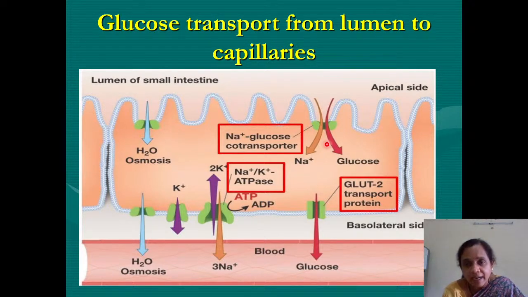Now, the glucose that has entered the intestinal cell has to go into the bloodstream. That is done via the GLUT2 transporters. In the intestine, you have special transporters called GLUT2 transporters. These GLUT2 transporters will allow the glucose entry into the circulation.